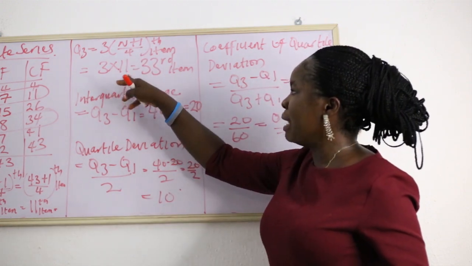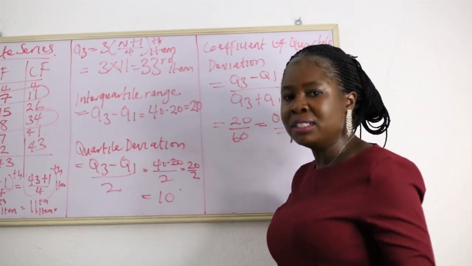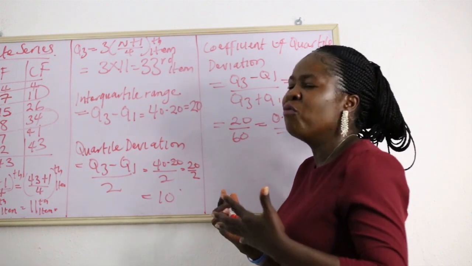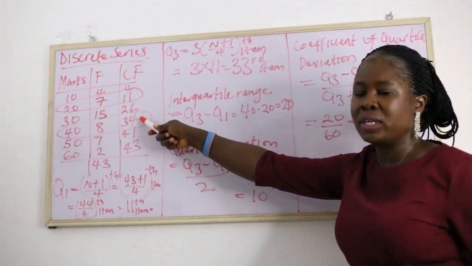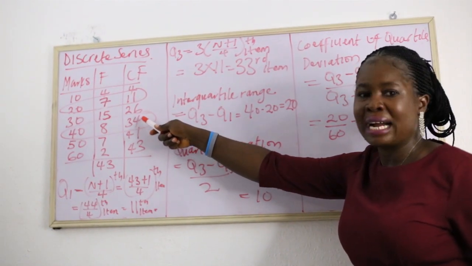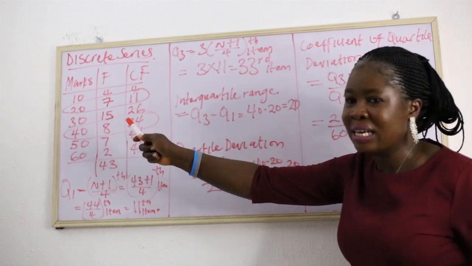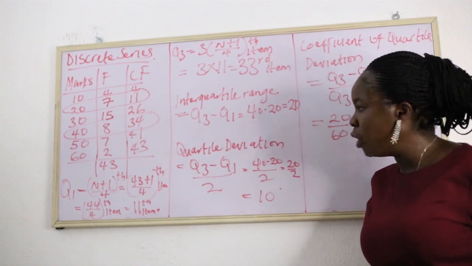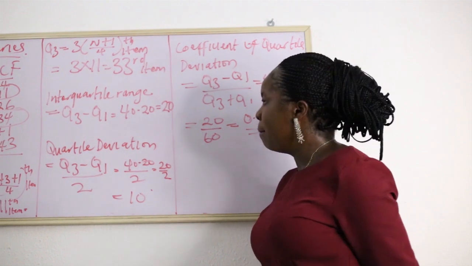So 3 multiplied by 11 means the 33rd item. From the cumulative frequency again, what value can conveniently take the 33rd item? Looking at the cumulative frequency, the first value that can conveniently take 33 is 34, and the mark under 34 is 40. So solving the question, the interquartile range formula is Q3 minus Q1.